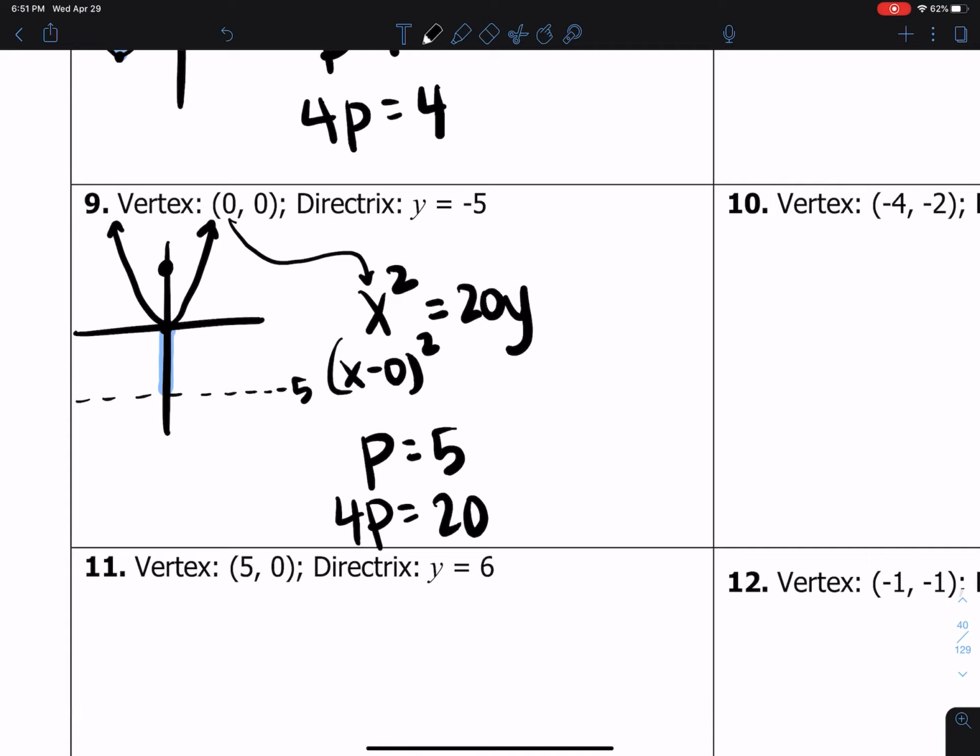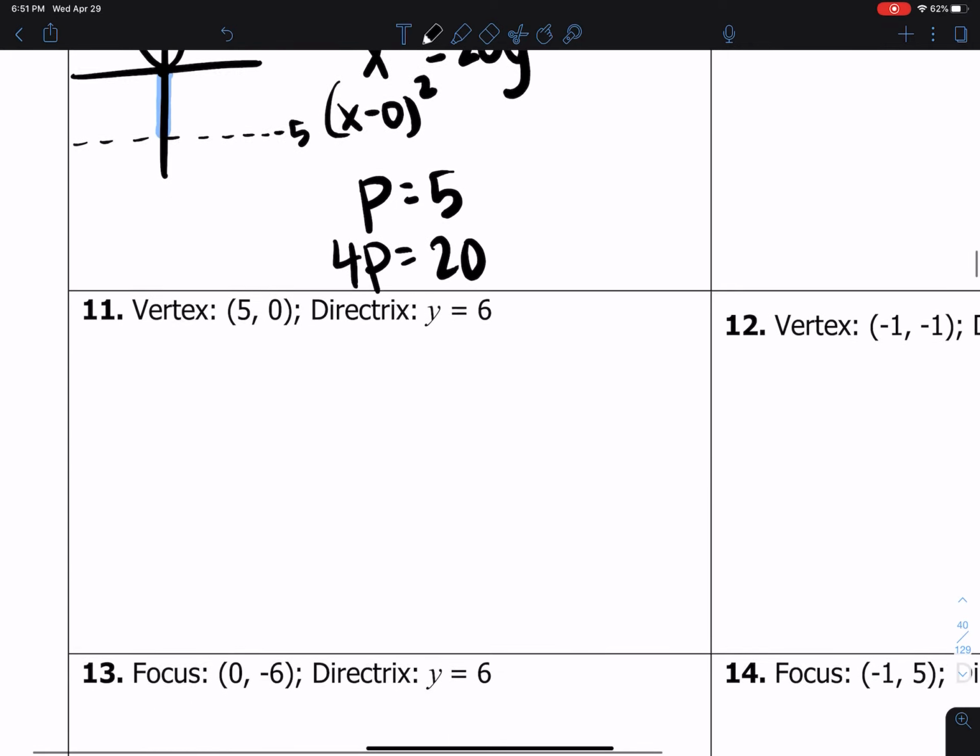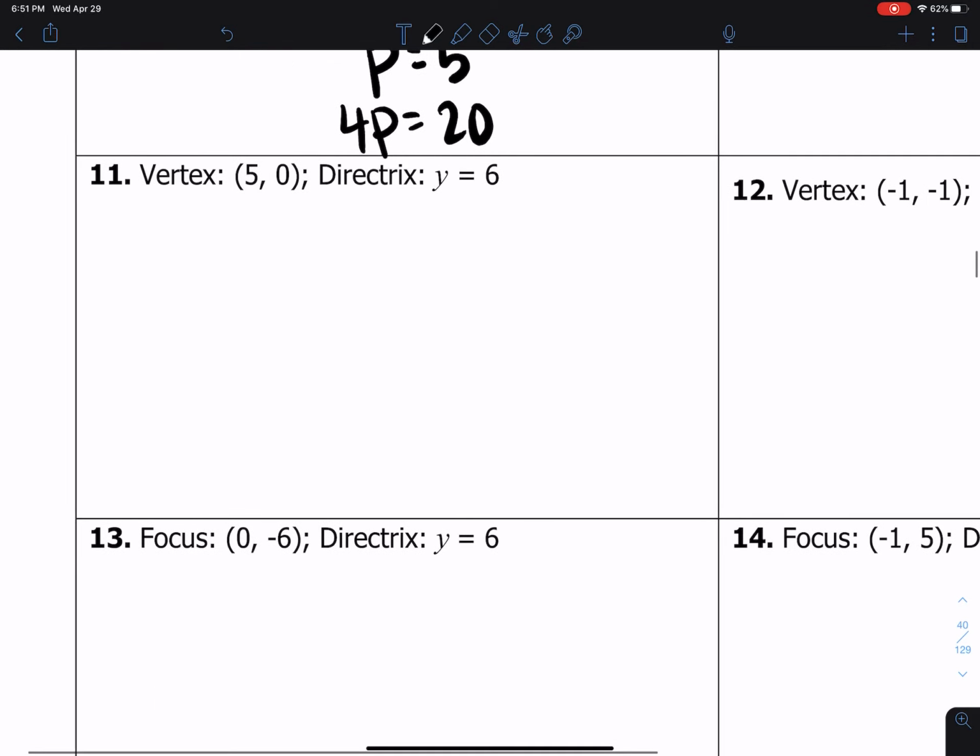So our equation here is x squared equals 20y. And I'd like you to try these as we're going. Pause it, try it, see if you get the right answer. That's the best way to learn, or to see if you've learned it, is to try it. So now we're going to do number 11, which gives us the vertex and the directrix.